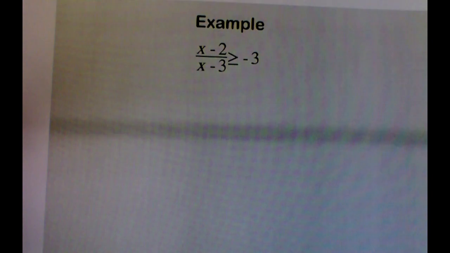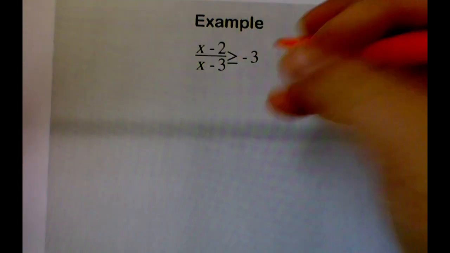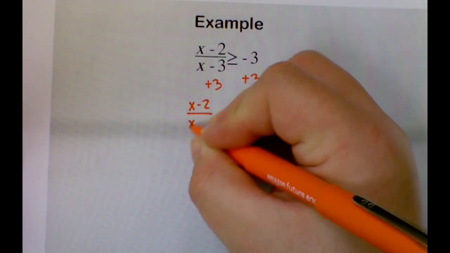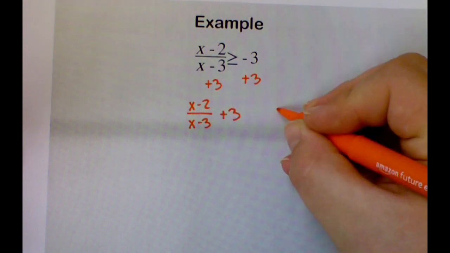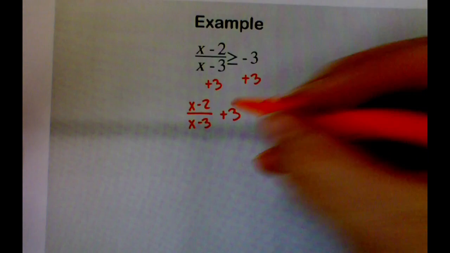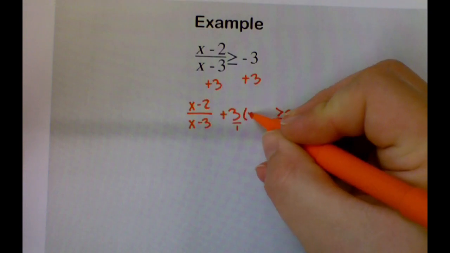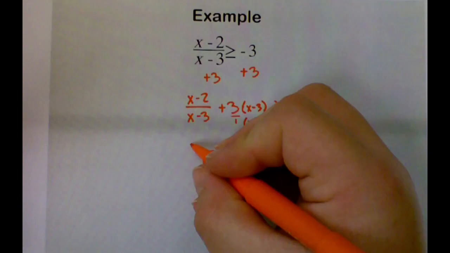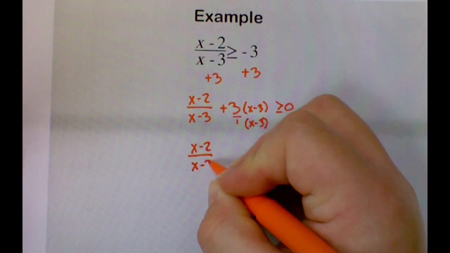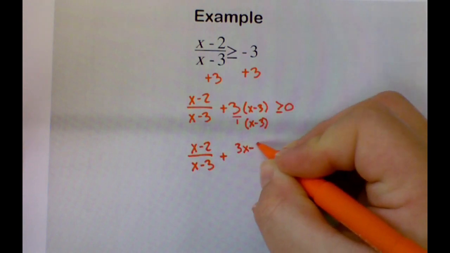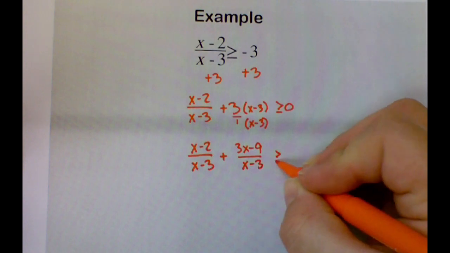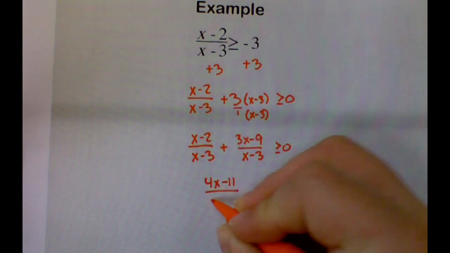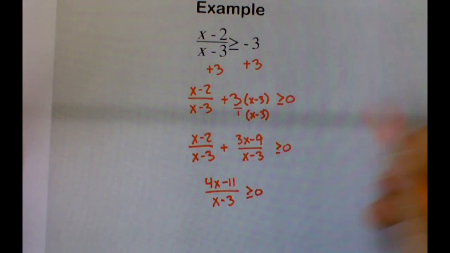So, same type of thing here. We're going to get one of the sides to be 0, preferably the right side, so I'm going to add my 3 over. I get x minus 2 over x minus 3 plus 3 is greater than or equal to 0. I left myself a lot of space so that I can get that common denominator by multiplying my numerator and denominator by x minus 3, which makes x minus 2 over x minus 3 plus 3x minus 9 over x minus 3. Combine those two numerators, I get 4x minus 11 over x minus 3 is greater than or equal to 0.